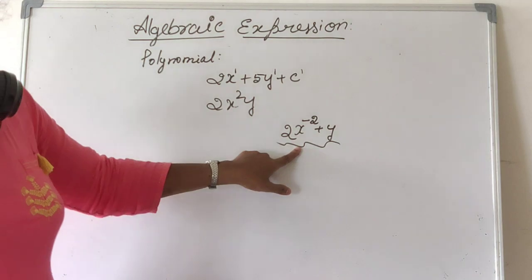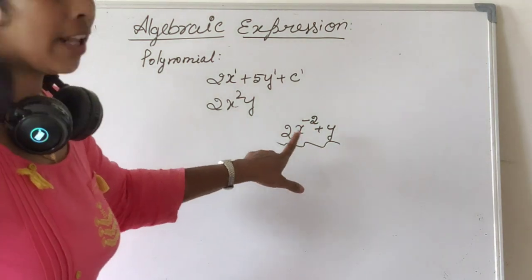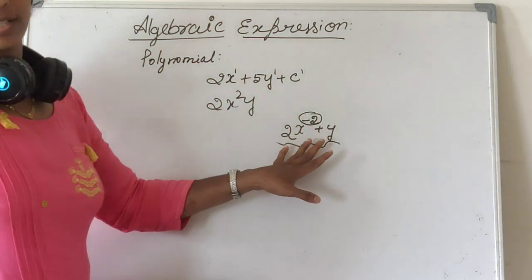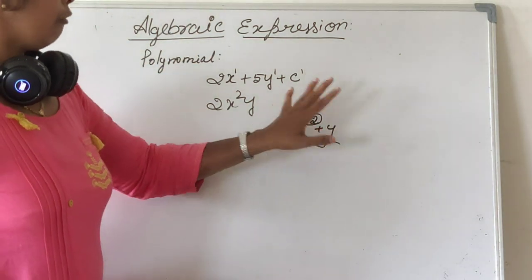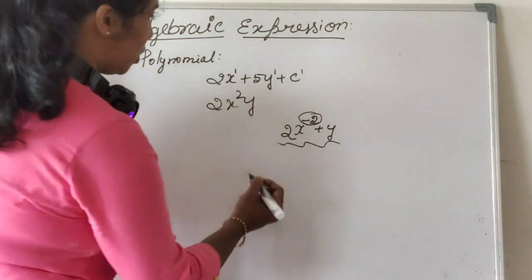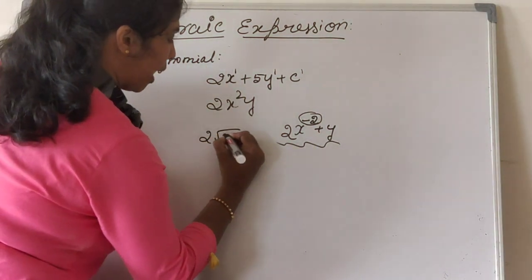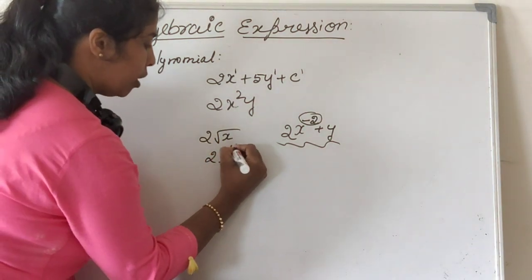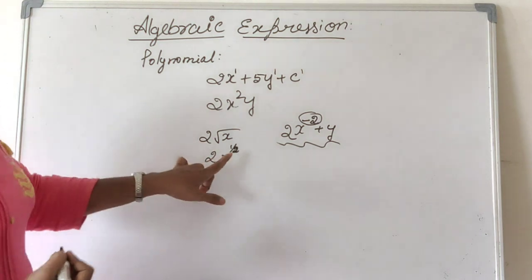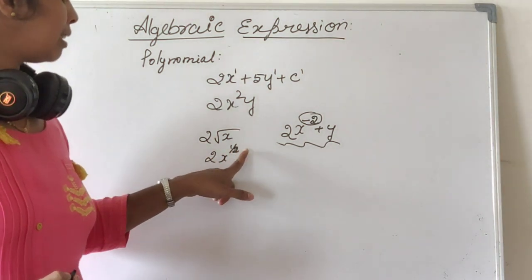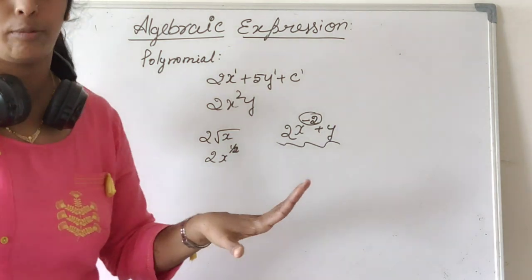It is an algebraic expression, but it is not a polynomial. Why? The power contains a negative sign, means a negative integer. When the power contains a negative integer, it is not a polynomial. Like that only, 2 root x. The value of root x is always half power. Half means it is not a polynomial.